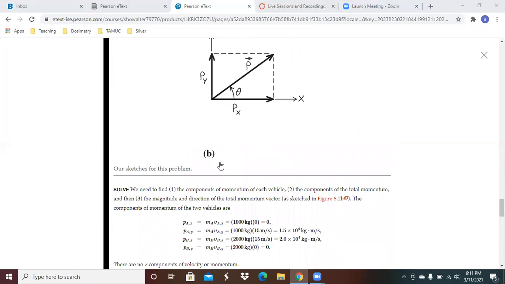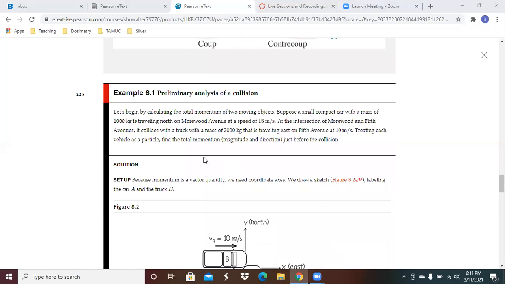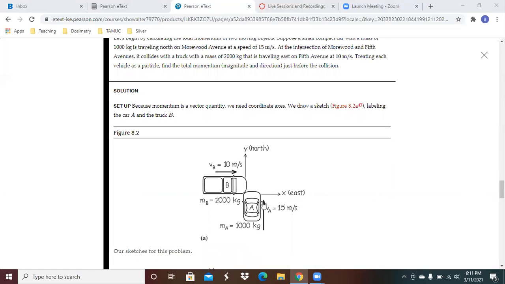So let's take a look here at this particular example. We're going to calculate the total momentum of two moving objects. So suppose a small compact car that has a mass of 1,000 kilograms is traveling north on Moorwood Avenue, at a speed of 15 meters per second. At the intersection of Moorwood and 5th, it collides with a truck with a mass of 2,000 kilograms that is traveling east on 5th Avenue at 10 meters per second. So treating each vehicle as a particle, find the total momentum just before the collision.